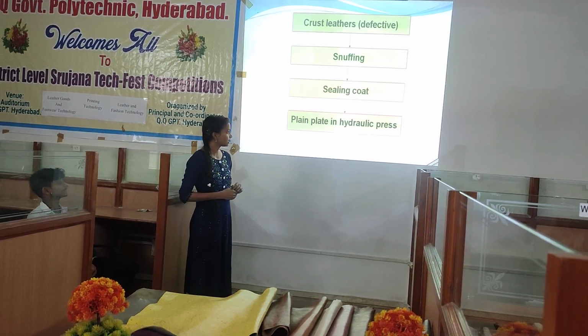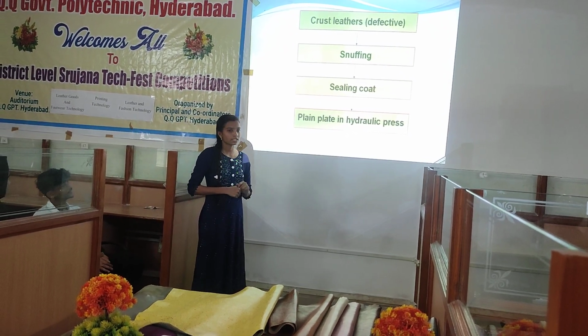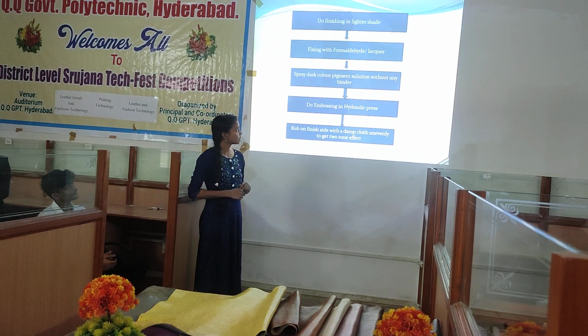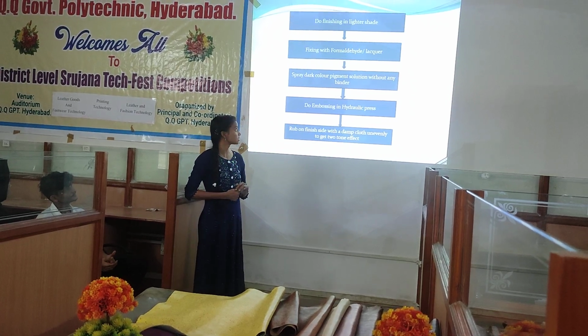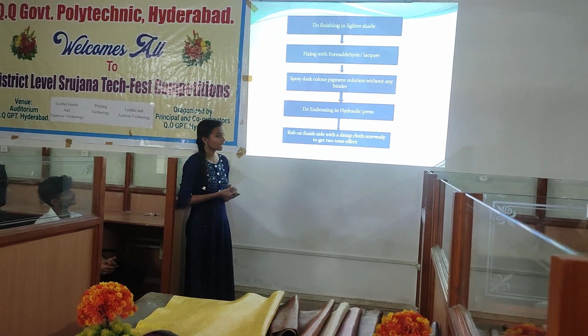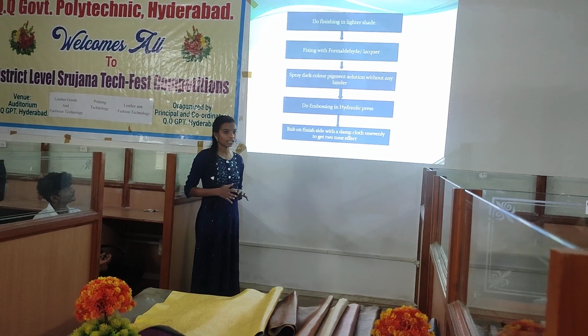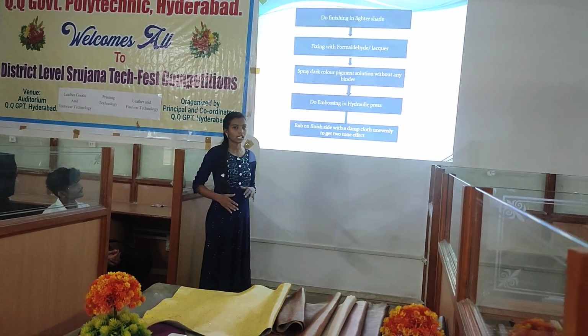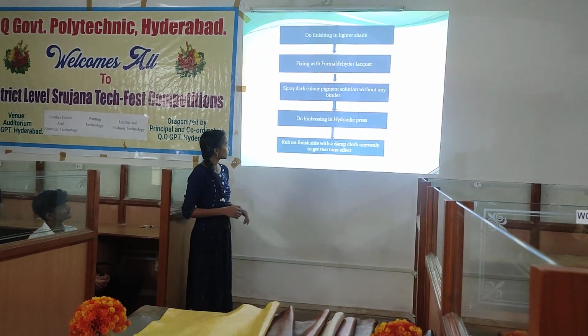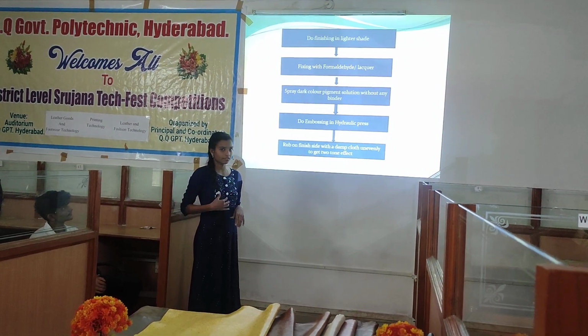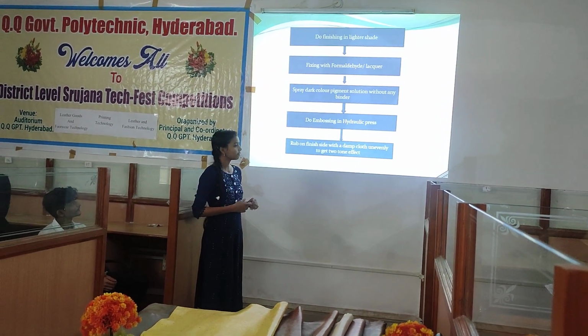And next, plain plating, hydraulic press. Hydraulic press is the machine which gives the leather softness and smoothness and flatness. Next, finishing with lighter shade. We have to take the leather and shade it with a lighter color, and then fix the color on the leather by giving lighter shade.